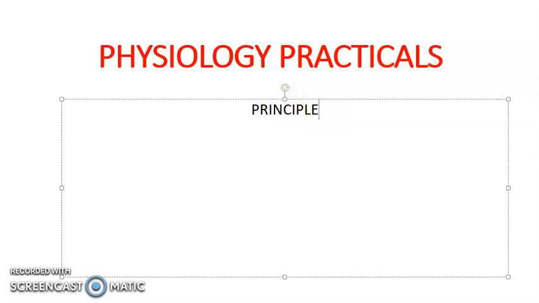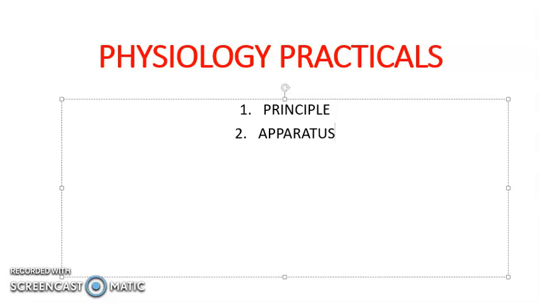Then the second heading should be the apparatus of the practical. The apparatus of the practical should have all those ingredients, all those things that we require while performing our practical. It should include all the reagents and all the requirements. Like in the blood related practical, we require a lancet, a spirit swab, a microscope. All these are included in the apparatus.